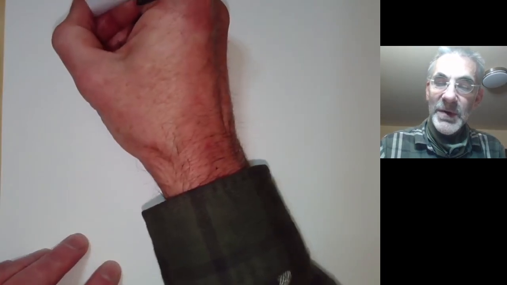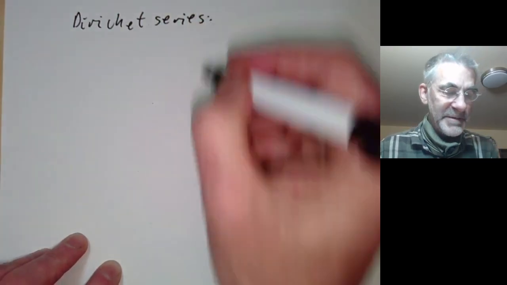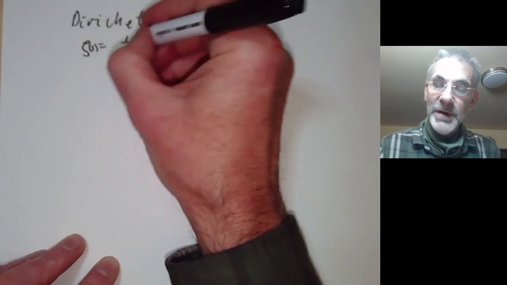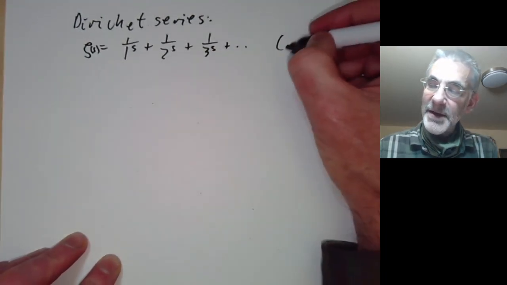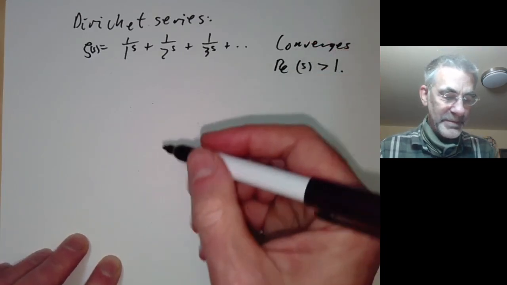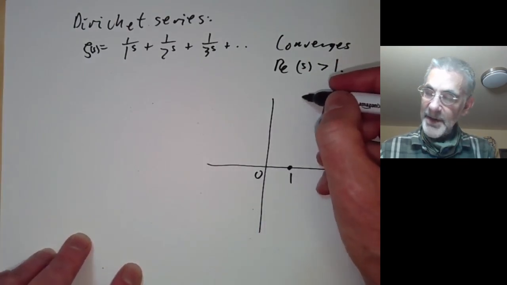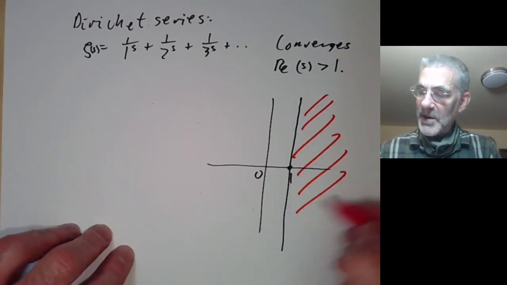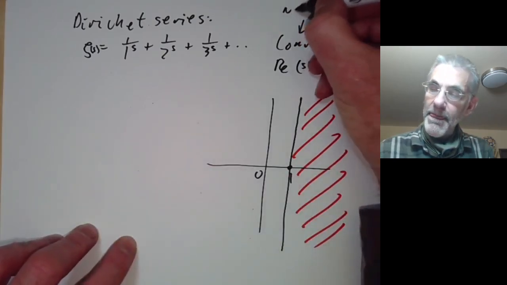Now let's look at some Dirichlet series and study their convergence. One example would be the zeta function, which is 1 over 1 to the s plus 1 over 2 to the s plus 1 over 3 to the s and so on. It's easy to check it converges for the real part of s greater than 1. So we've got some sort of half plane, so here's real part of s being equal to 1, and it converges in this region. However, it's easy to see the convergence is not uniform.